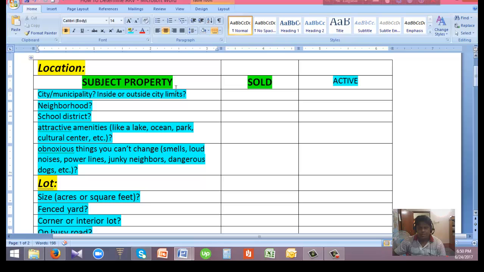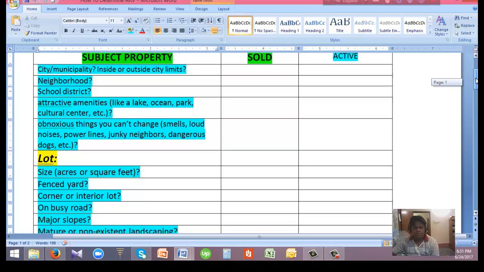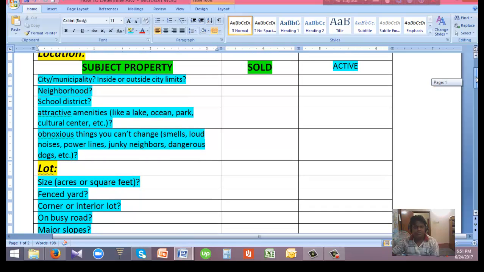When we compare the subject property with the sold or active property, we will compare features like city, municipality, inside or outside of the city limits, neighborhood, school districts, and attractive amenities like a lake, ocean, park, cultural centers, etc. And again, the obnoxious things you cannot ignore: smell, loud noise, power lines, junky neighborhoods, dangerous dogs, etc.